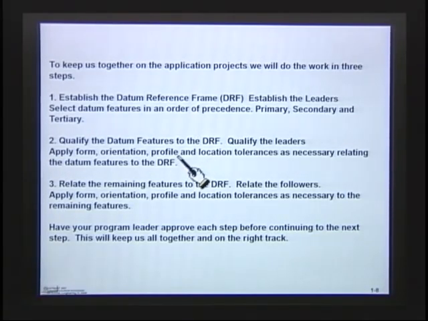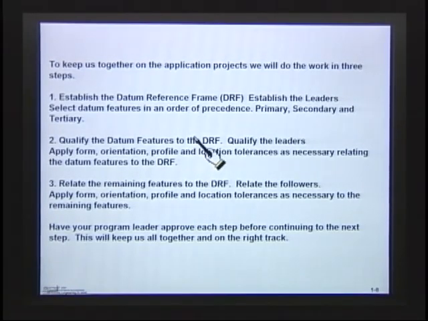This is your groundwork. Relate all the features to the datum reference frame, and then following that, we're going to relate the remaining features to the datum reference frame. In other words, relate the followers. And you're going to apply any location tolerances or form to the remaining features. And we're going to do it in these three steps, at least initially, to keep us going. You'll see what I mean here as we get along.